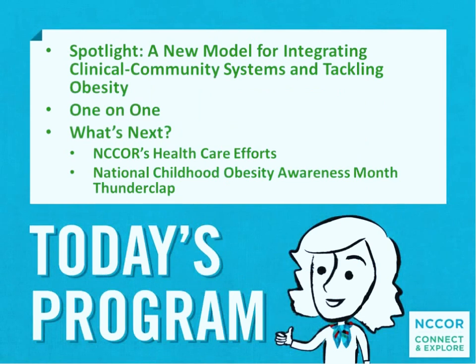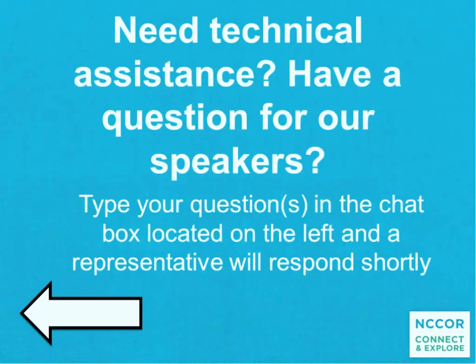Today's program will feature a spotlight segment on a new model for integrating clinical community systems and tackling obesity. After this main feature, we'll have a one-on-one segment where you can ask our presenter questions. Then we'll discuss what's next for NCCOR when it comes to exploring research and practice around what works in linking healthcare and community systems. We'll also mention how NCCOR is celebrating National Childhood Obesity Awareness Month.